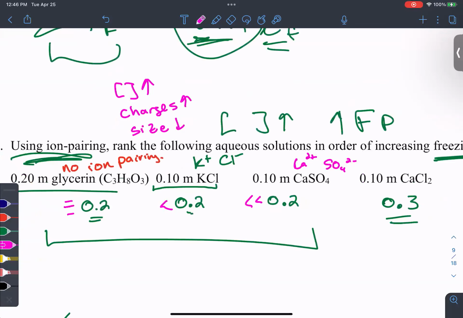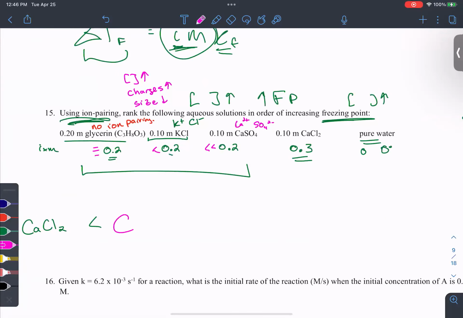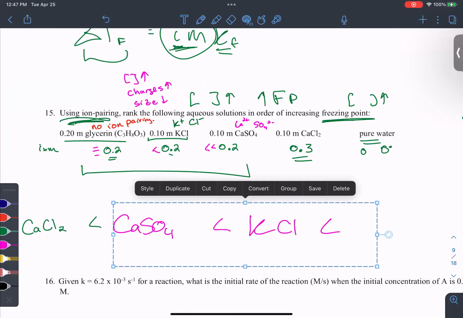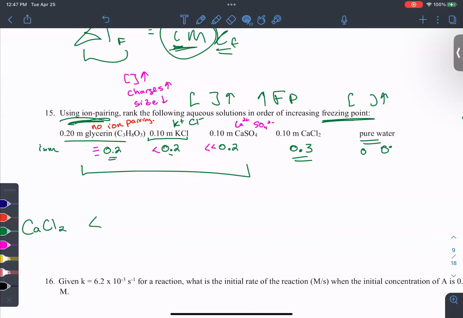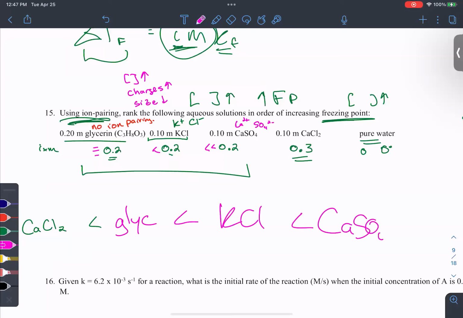So the true ordering here is going to be calcium chloride, calcium sulfate, KCl, oh wait, where did I put glycerin? Oh no, oh no. No, let me think about this again. So more concentrated, lower freezing point. So no, it's going to be glycerin, then it will be KCl, then it will be calcium sulfate. Yeah, sorry about that. Then it'll be water.